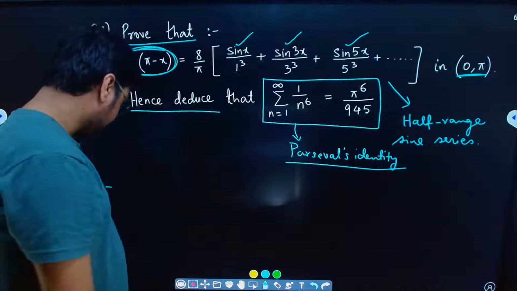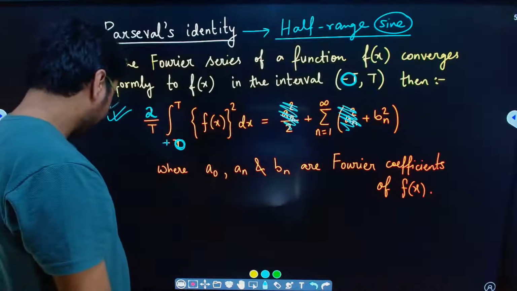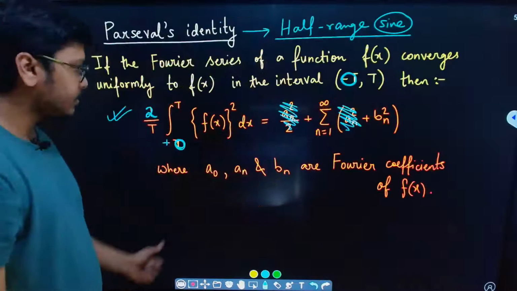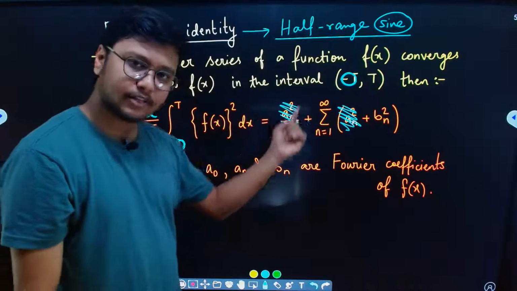Now, Trishit, it will be only a0 square by 2, not a0 by 2 whole square. In Parseval's, it is a0 square by 2, not a0 by 2 whole square. Just a0 square by 2.